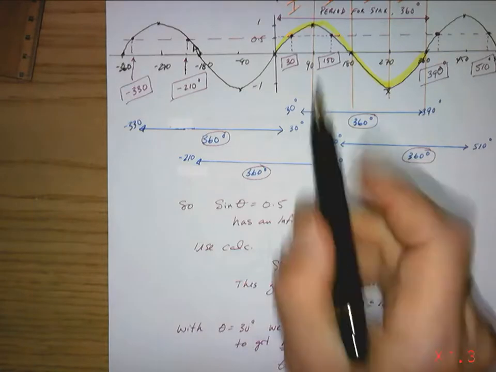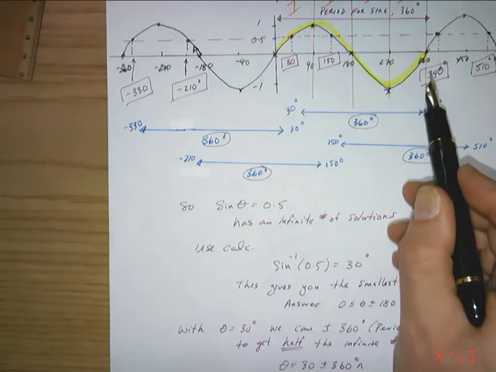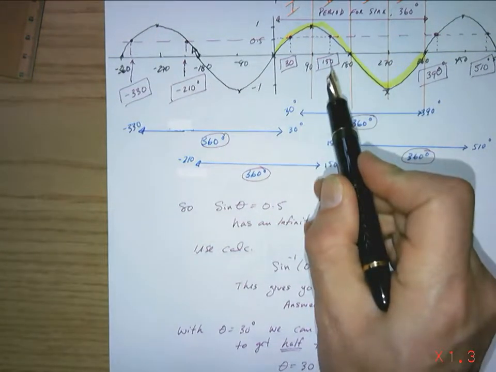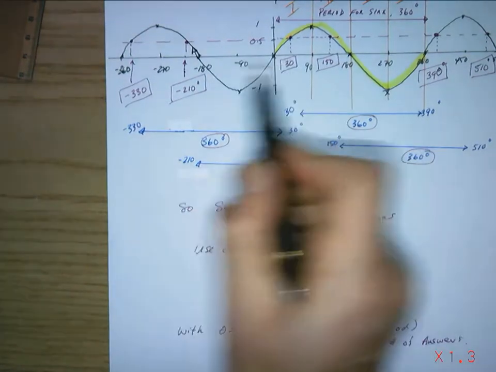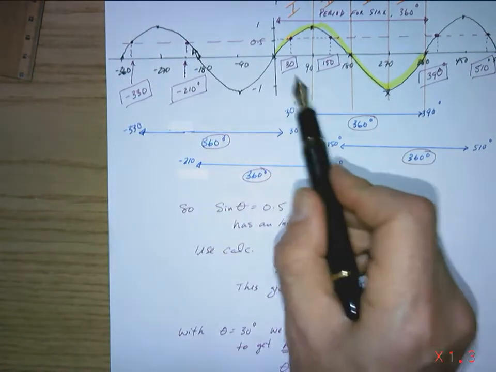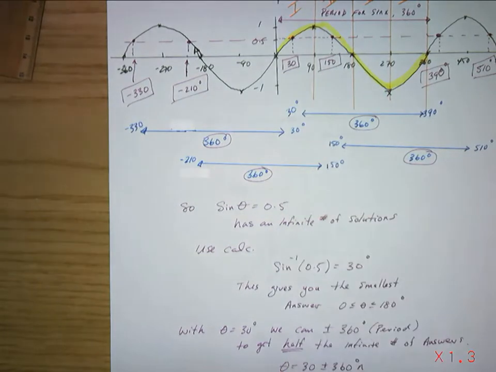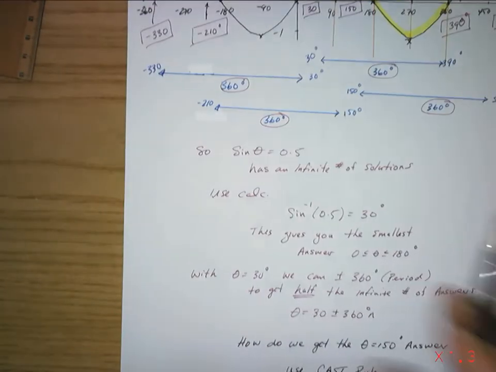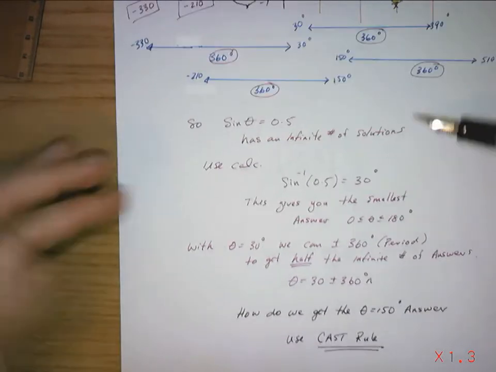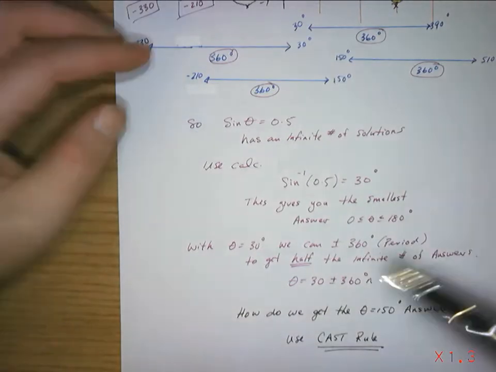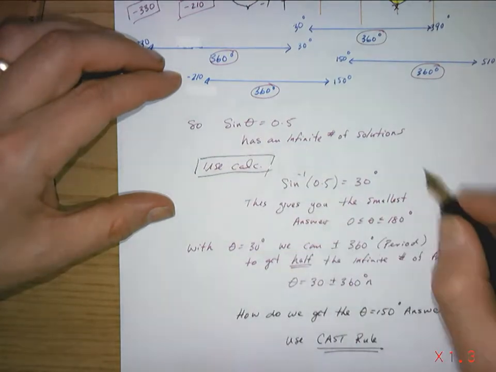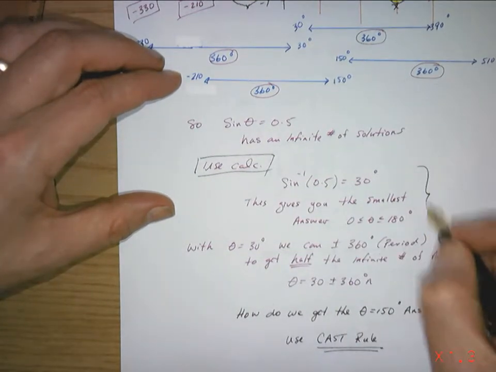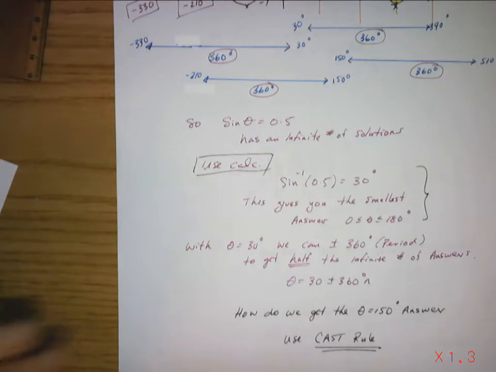You'll notice that the distance between here and here was 360 degrees. The distance between here and here was 360 degrees. The same is true going this way, but we were interested in the distance between them ultimately. So to do that, we talked a lot. We said there's an indefinite number of solutions. We said that our calculator would give us one solution, and we realized that our calculator only gives you the smallest solution between 0 and 180 degrees.